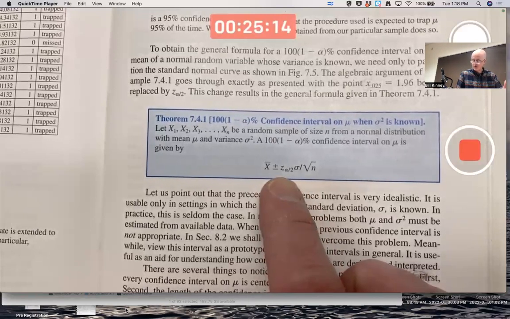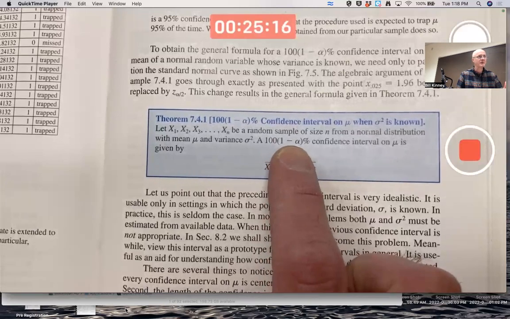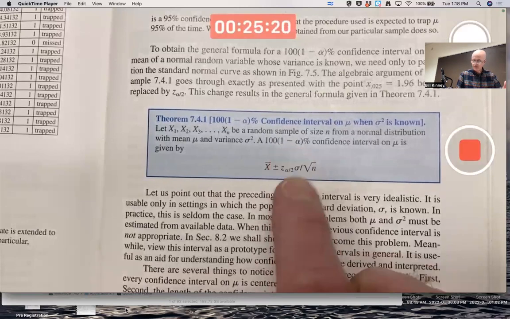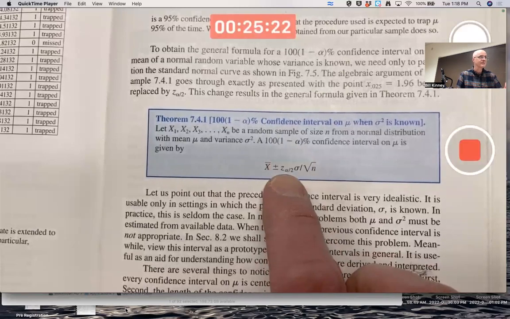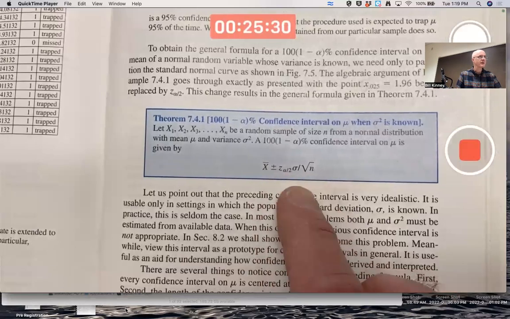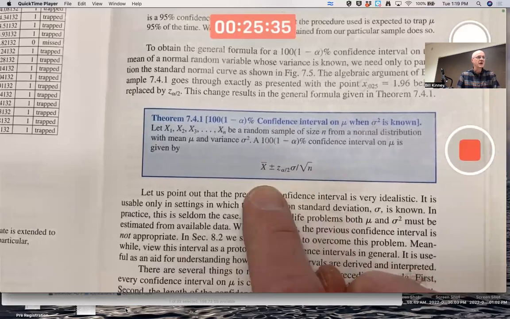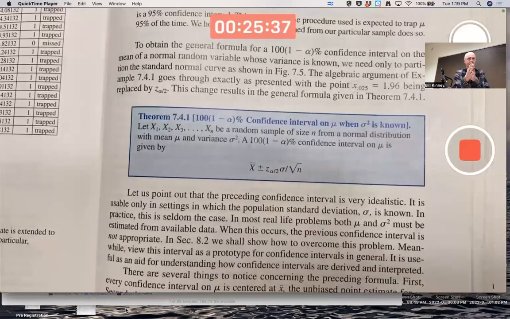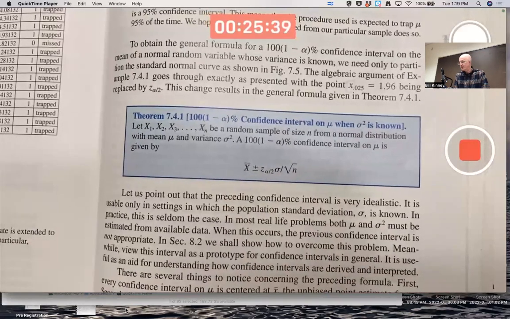Z sub alpha over 2. If it's 95% confidence, alpha is 0.05. Alpha over 2 would be 0.025. This number ends up being 1.96. N is the sample size. Use the formula. This quantity here is called the margin of error. Such an interval will be centered on X bar.